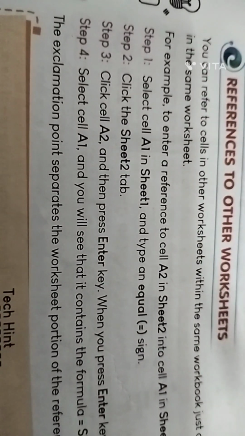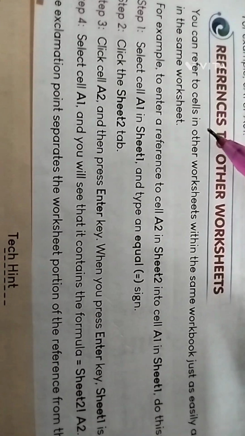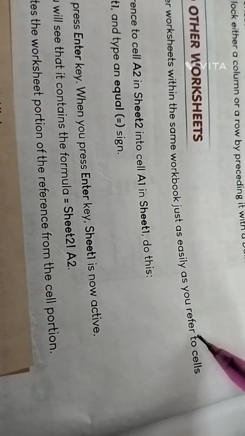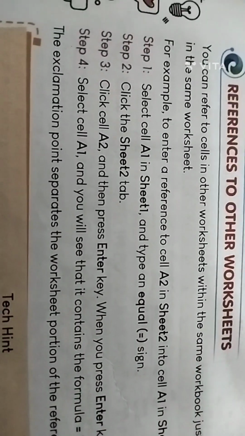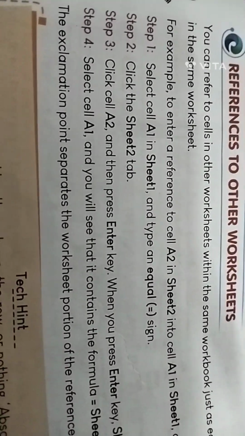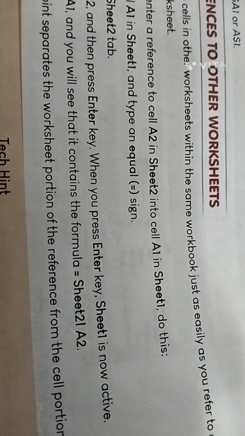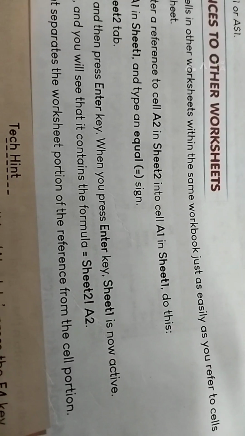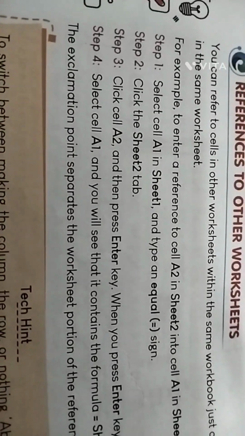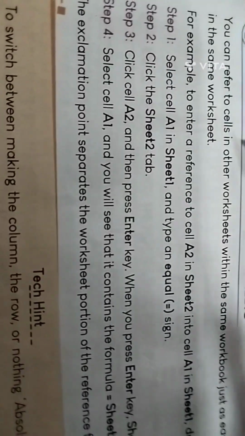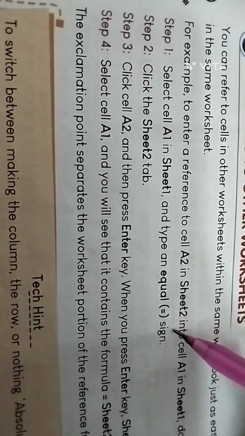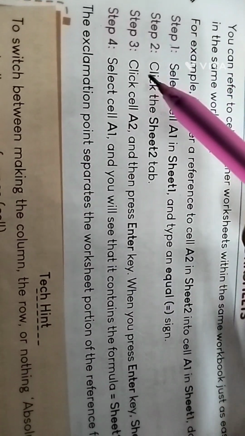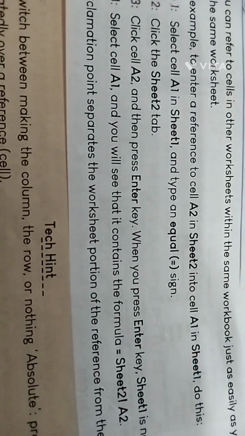Reference to other worksheets. You can refer to a cell in another worksheet within the same workbook just as easily as you refer to a cell in the same worksheet. For example, to enter a reference to cell A2 in Sheet2 into cell A1 in Sheet1, do this. Step 1, select the cell A1 in Sheet1 and type an equal sign. Step 2, click the Sheet2 tab. Step 3, click cell A2 and then press Enter.